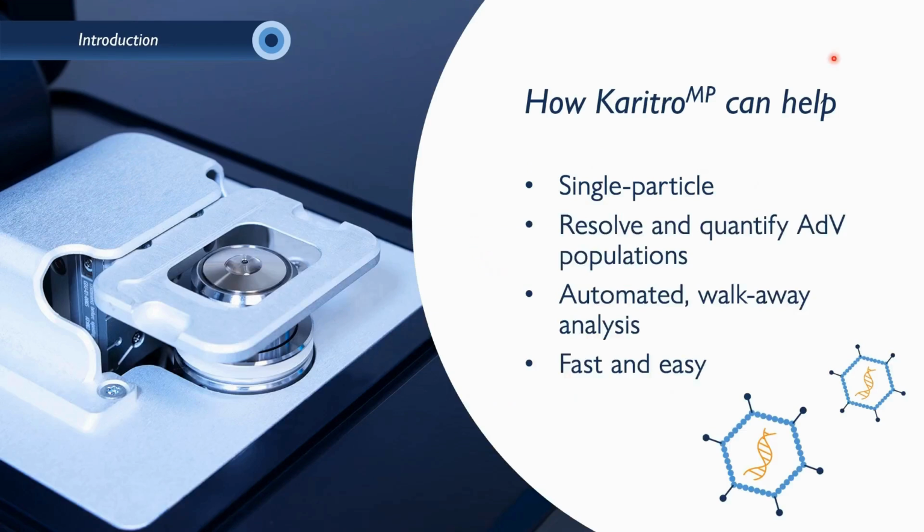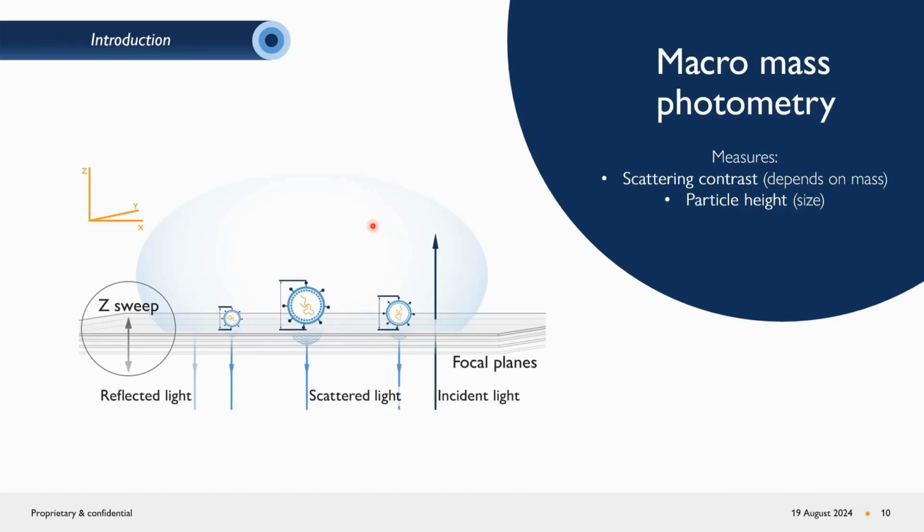So Karitro is a single particle technique. It can resolve and quantify adenovirus populations, such as empty and full populations. It's an automated walk-away analysis and is fast and easy. The technology that the KaritroMP uses is called macromass photometry, and it measures two parameters at once: the scattering contrast, which depends on mass, and the particle height, which is a measurement of particle size.